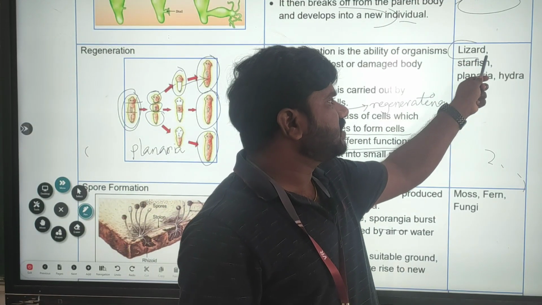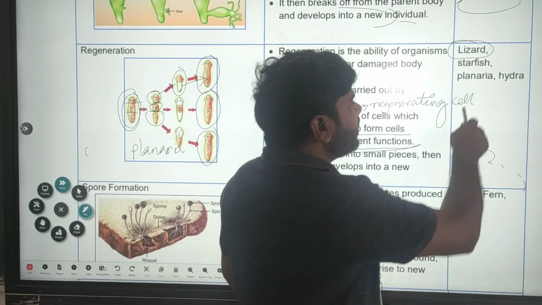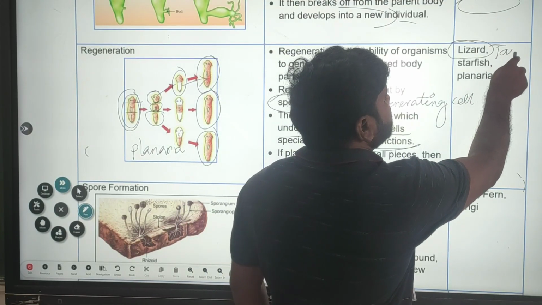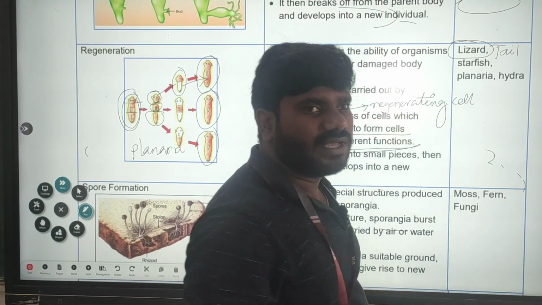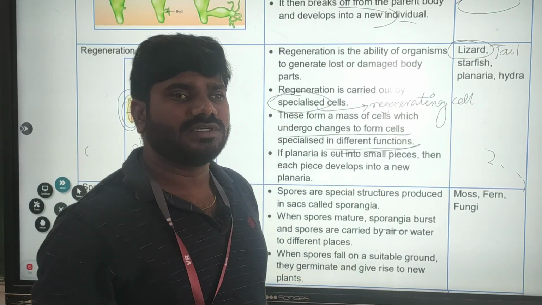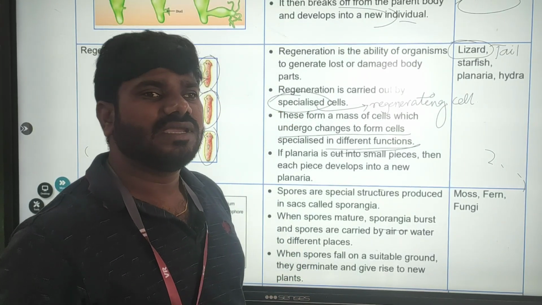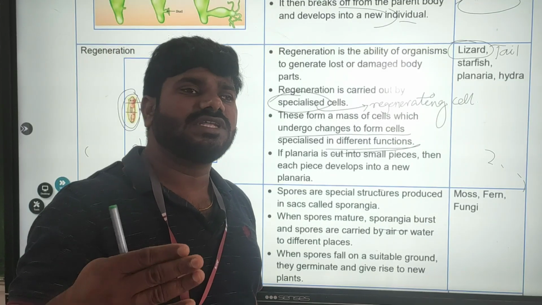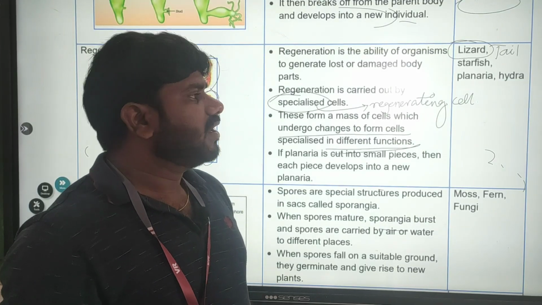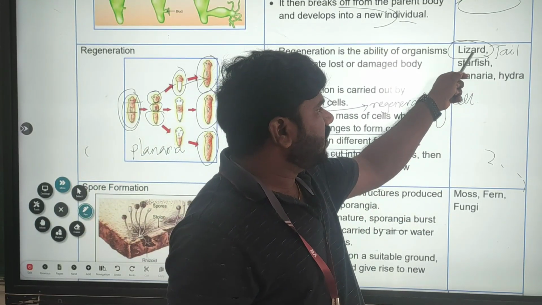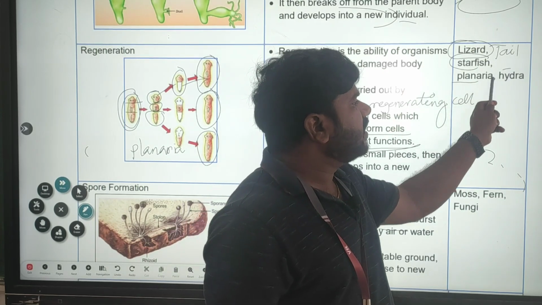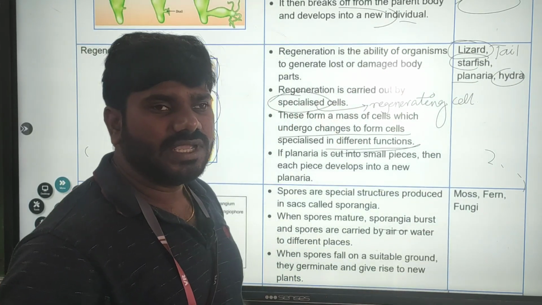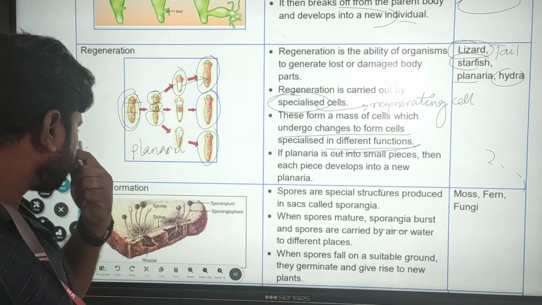We can see another regeneration example, the lizard tail. Only the lizard tail will develop. The remaining parts may not develop. You can see the lizard tail has broken. After a few days it will grow back. Okay, and starfish, planaria and hydra also reproduce through the regeneration process.